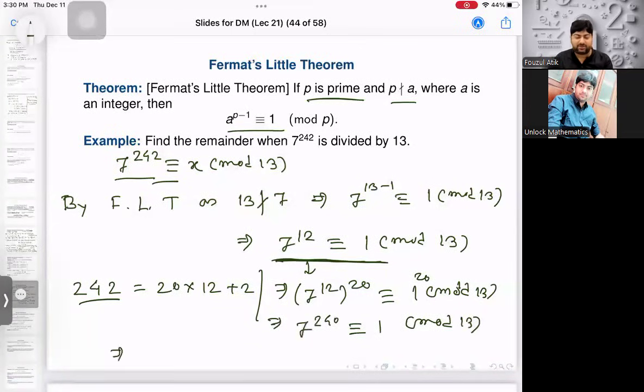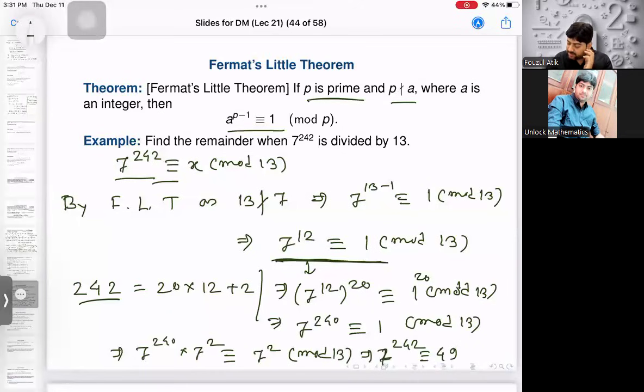Now what I'll do, we know that if a is congruent to b mod n, then a into c is congruent to b into c mod n. We all know, right? So that thing we'll do. 7 to the power 240 into 7 squared, multiplying 7 squared on both sides, is congruent to 7 squared mod 13. So now I got this side answer. 7 to the power 242 is congruent to 7 squared, which means 49, mod 13. We got actually the solution of it.